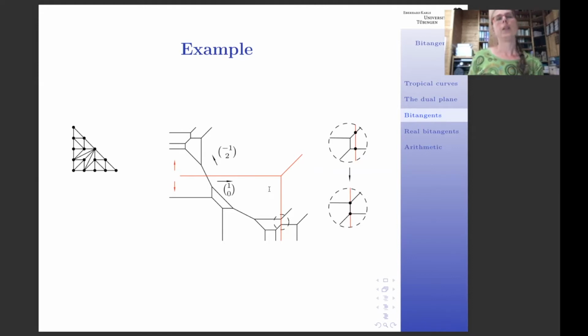And now in this picture, you can see already why we can have infinitely many bitangents. Because what we can do now is take the vertex of this line and move it slightly up or down. And if I do this, these red arrows are supposed to depict this, right? If I do this, then I'm not changing anything about my tangency points. They still look the same.